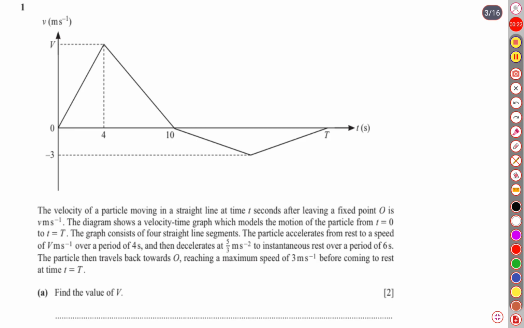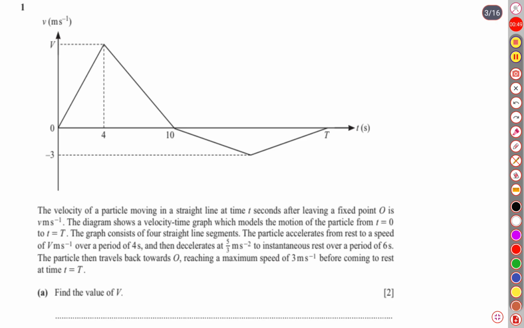It says the velocity of a particle moving in a straight line at time t seconds after leaving a fixed point O is v meter per second. The diagram shows a velocity time graph which models the motion of the particle from t equal to 0 to t equal to uppercase T. The graph consists of four straight line segments.